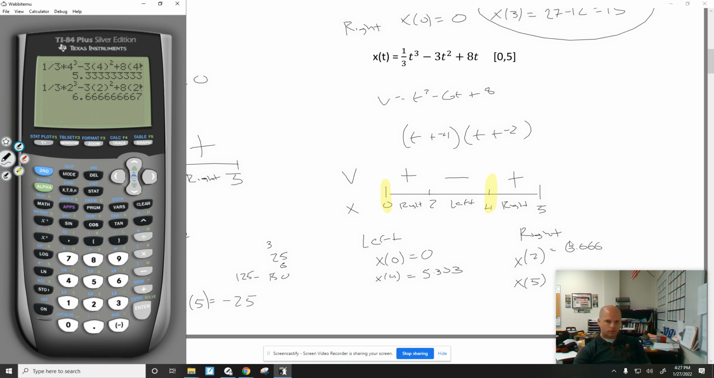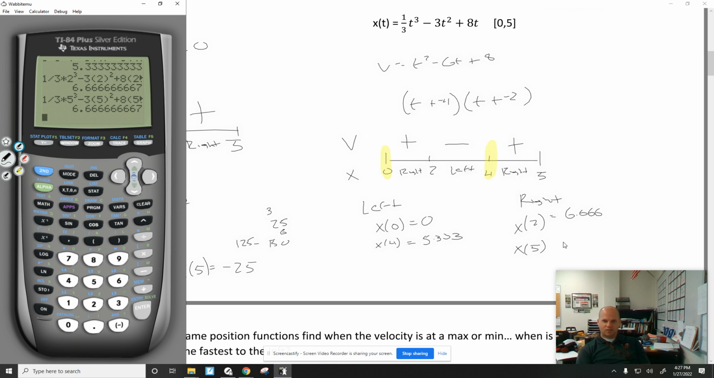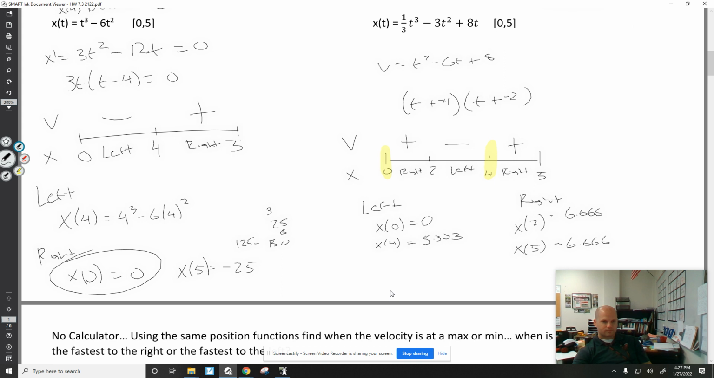Six and 2/3, X of 5. Look at that. There's two locations that are furthest right. Cool. All right.